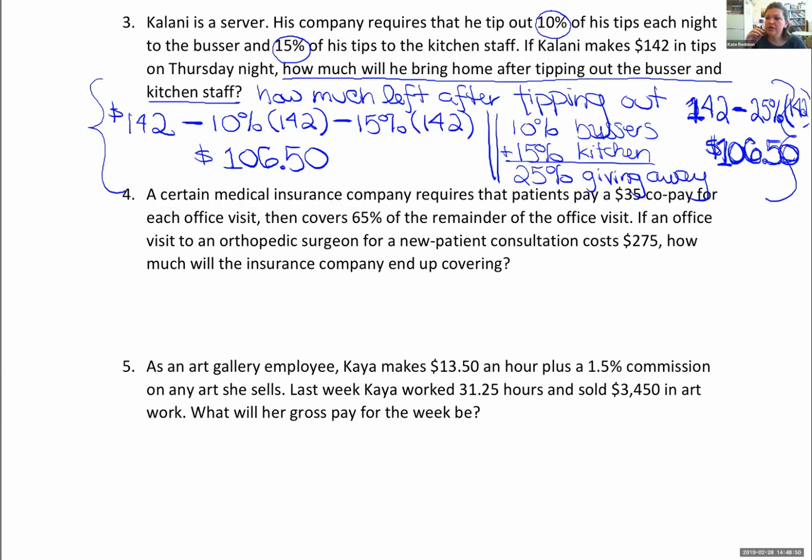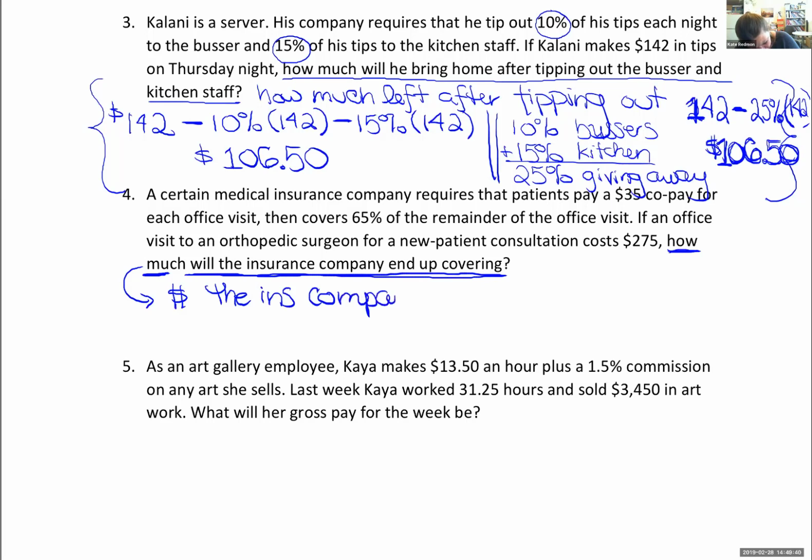First, I would like, again, to locate the question. So can you wade your way through all of this information and find what they're asking me to figure out? What do they want me to figure out? The question is, how much will the insurance company end up covering? It says how much. Do you think we're talking dollars or percents if I say how much? Dollars. Exactly. So I want to know the money the insurance company pays out of the $275.